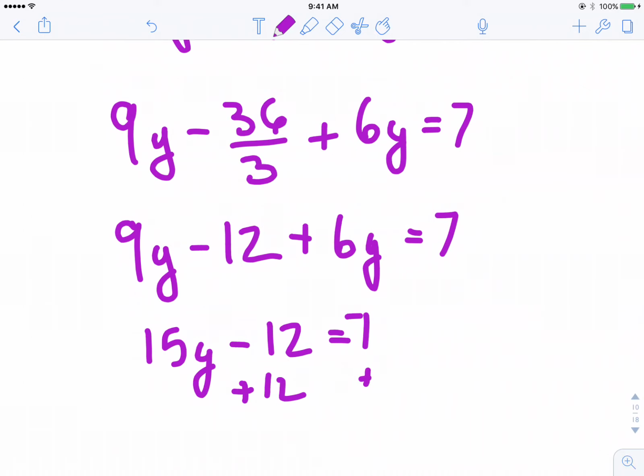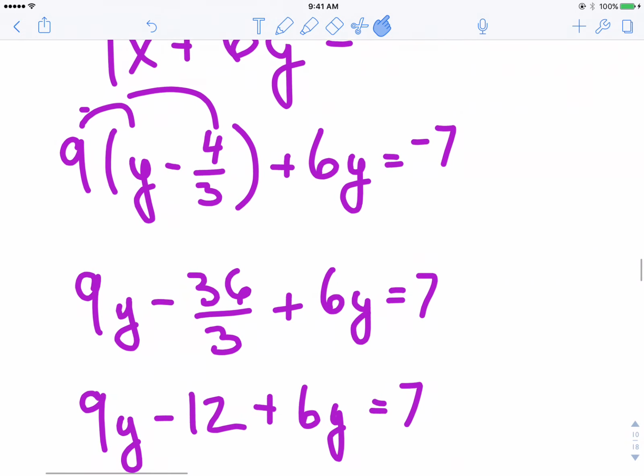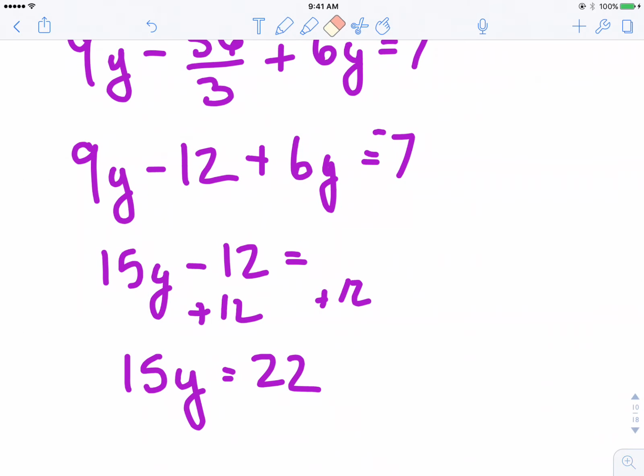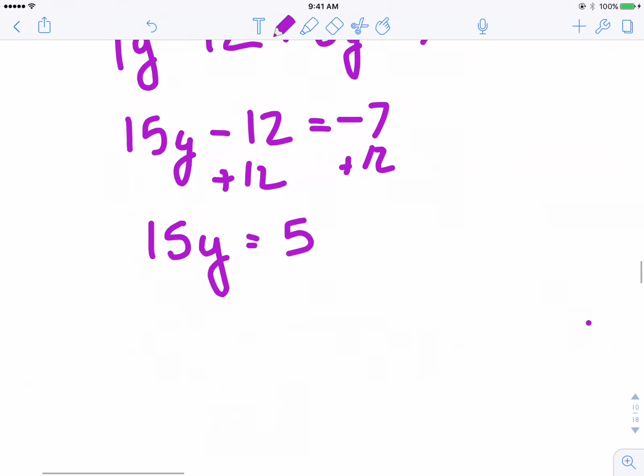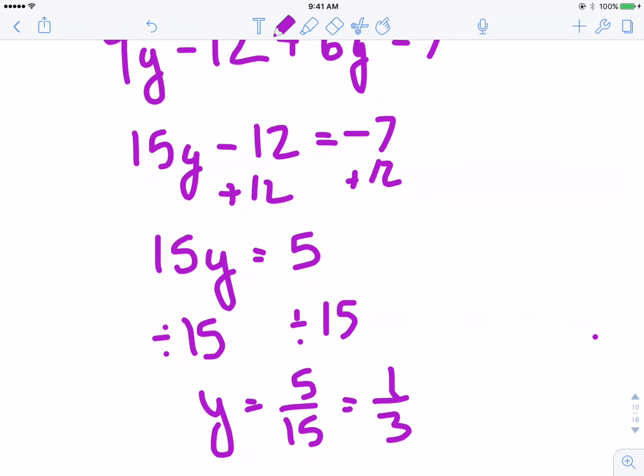Add 12. 15y is equal to 22. Nope. Something's wrong. Oh, it's a minus 7. Minus 7. Because that shouldn't be 22. This should be 5. Divide by 15. y is equal to 5 over 15, or 1/3.